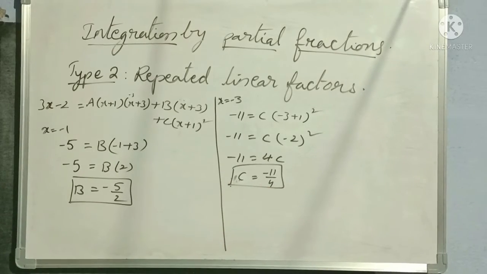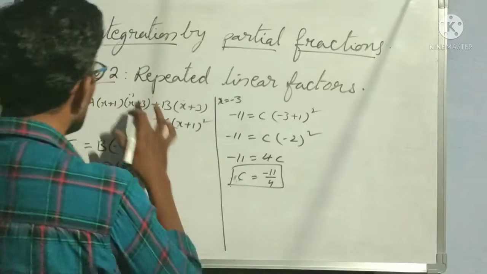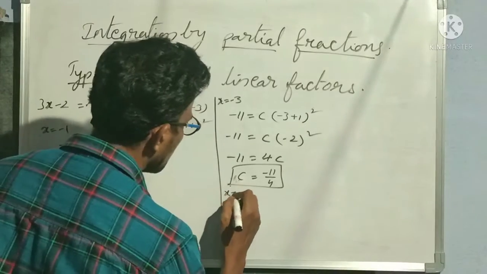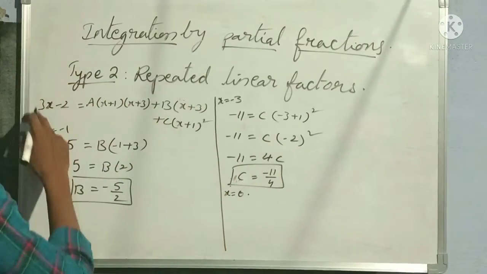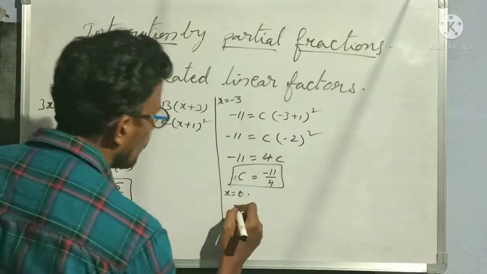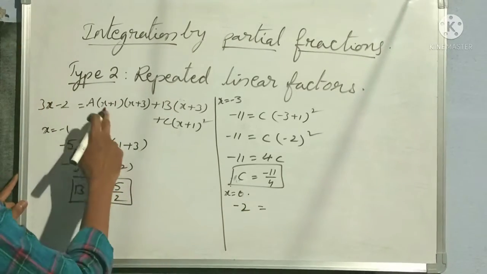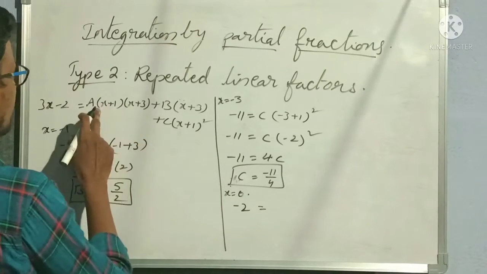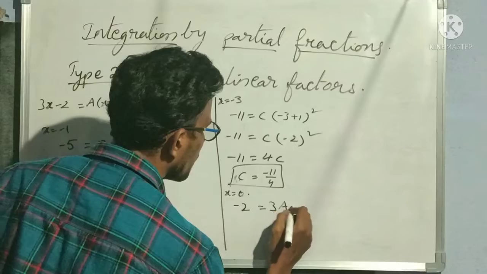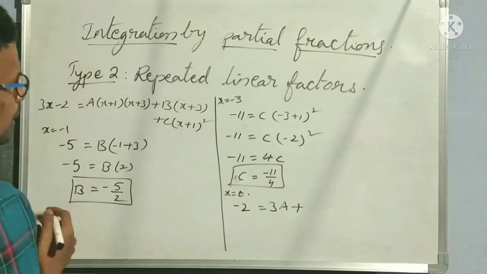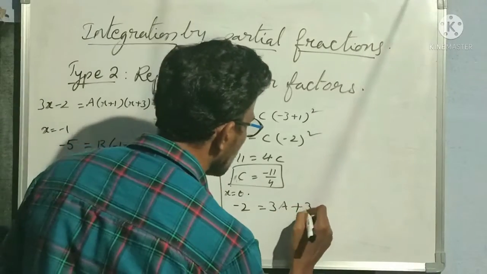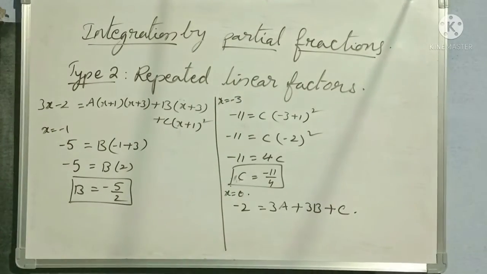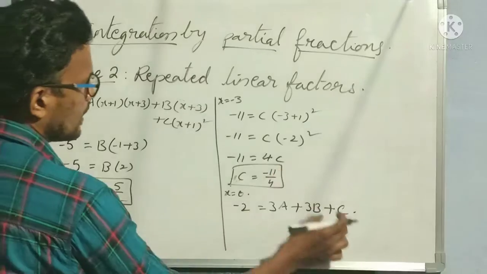Now let us find the value of a. How to find out the value of a? Simple. Let us keep x value as 0. So if I keep x value as 0, then this term completely becomes 0 and LHS is minus 2 is equal to, so here 0 plus 1 is 1 and 3 into 1 into a is 3a plus b into 3 is also 3b plus c. So let us substitute b value and c value in this equation.